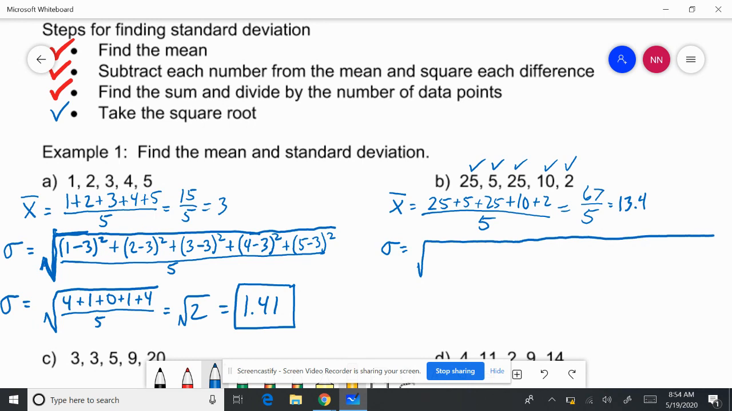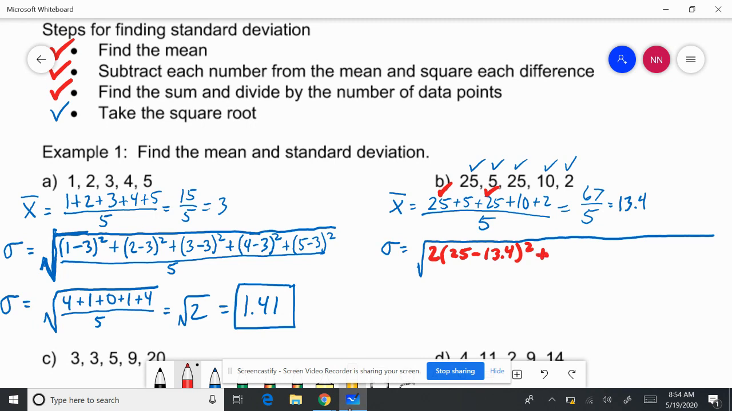Now I'm going to do something a little bit different than the last one. Do you see that there are two numbers that are exactly the same? That would be 25. So I'm going to go 25 minus 13.4 like I did before, but I'm going to put a 2 in front of it because there's two of them. So instead of writing it twice, I'm just going to put a 2 because that saves me time.